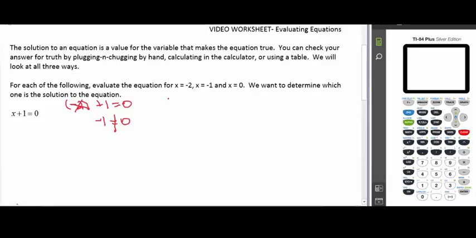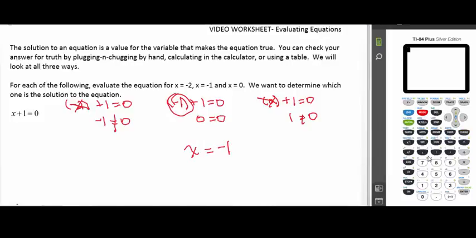If we tried -1, -1 plus 1, we want to know if that's equal to 0. Well, -1 plus 1 is 0, so 0 equal to 0, we like that answer. And we have to try them all, so we go for 0. When x is 0 plus our 1, do we get 0? And 0 plus 1 is going to be +1, so no, that doesn't work. So the only answer that we have here is x is equal to -1.